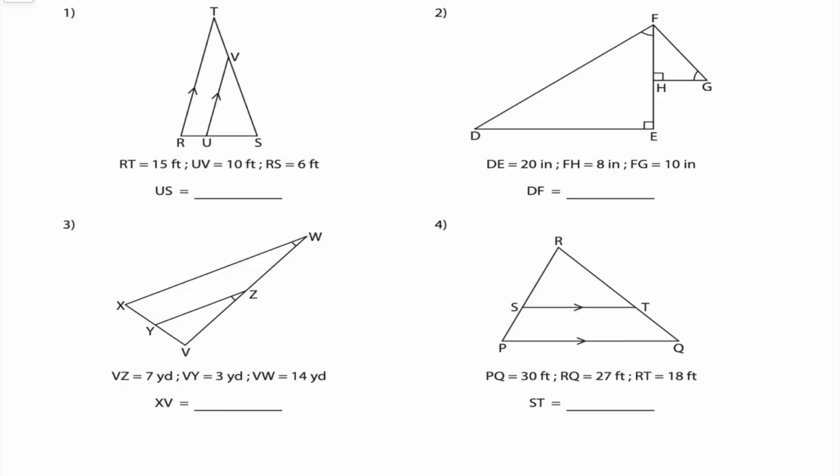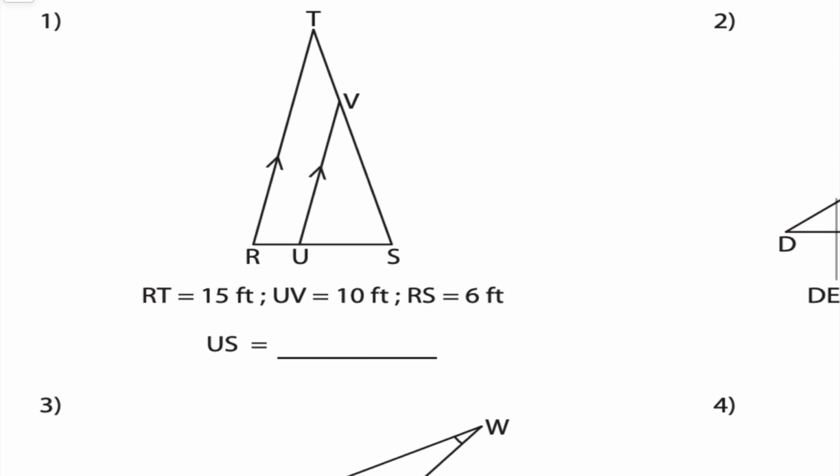All right, so the first thing I'm going to do is label the sides. Let's go into question number 1 here. RT is 15 feet. UV is 10 feet. This whole way here is 6 feet. And it wants to know how far this side is. Okay, so that is our question mark or our X.